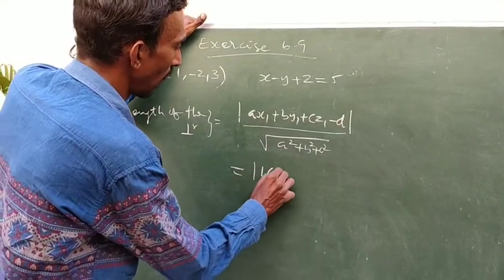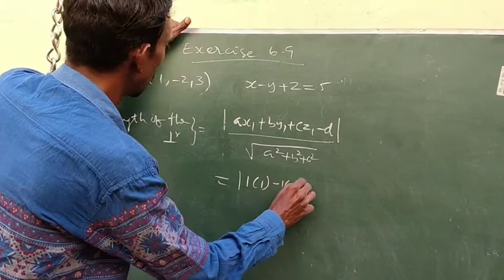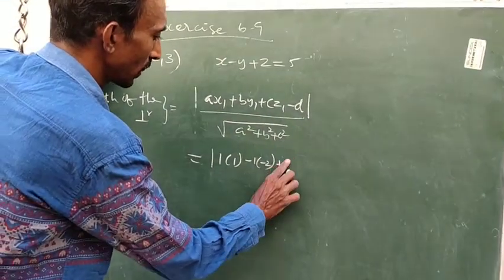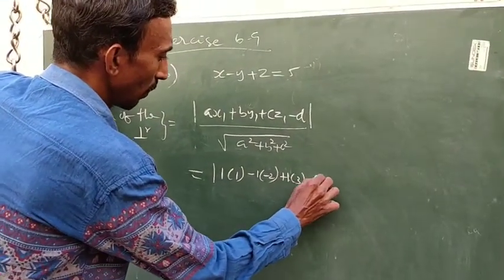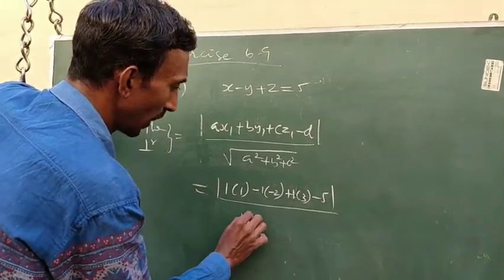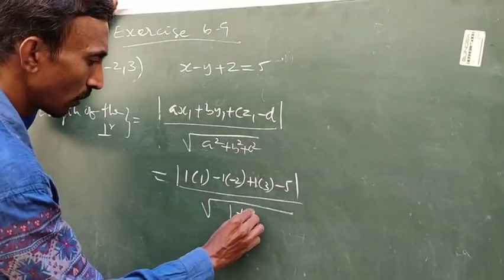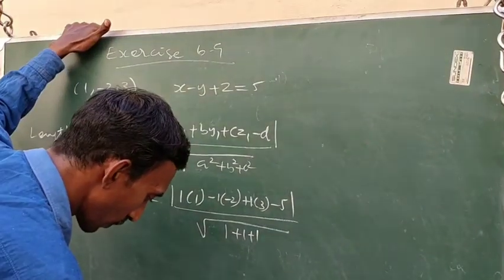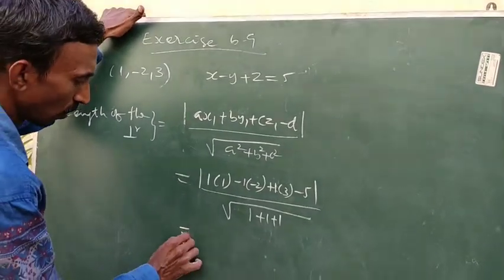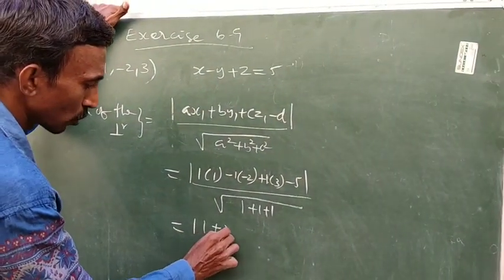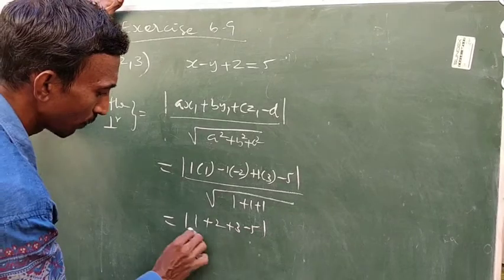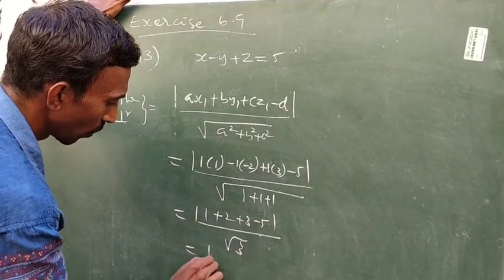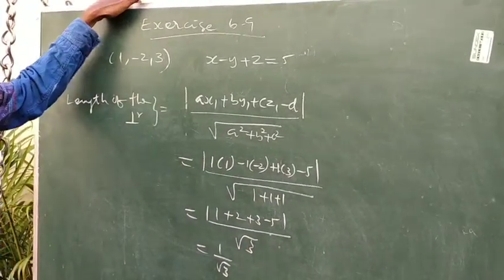Put x1, y1, z1 here. So, 1 into 1, minus 1 into -2, plus 1 into 3, minus 5, divided by the root of 1 plus 1 plus 1. So, 1 plus 2 plus 3 minus 5 by root 3. So, 1 by root 3. That is the answer.